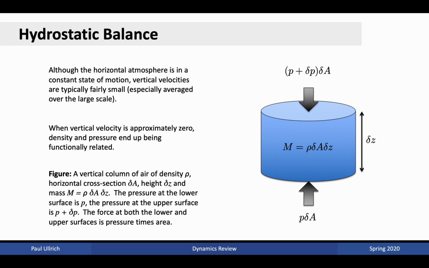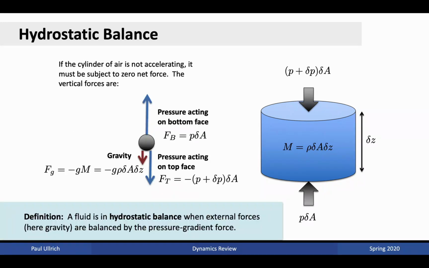When vertical velocity is approximately zero, these density and pressure end up being functionally related to one another. So if the cylinder of air is not accelerating, it must be subject to zero net force. What are the forces that are acting upon this parcel? Well, we have the two pressure forces, one at the top and one at the bottom, but we also have gravitational force. The gravitational force experienced by the fluid parcel is equal to the gravitational acceleration, lowercase g, times the mass of that fluid parcel. Plugging that in, we get a gravitational force equal to negative g rho delta A delta z.